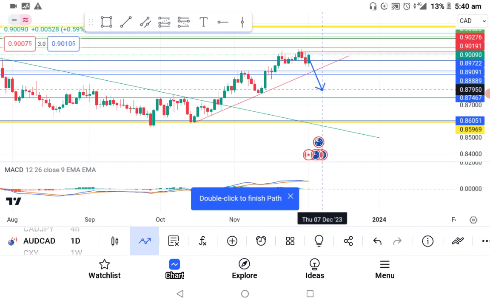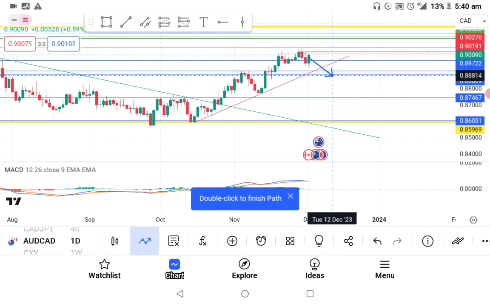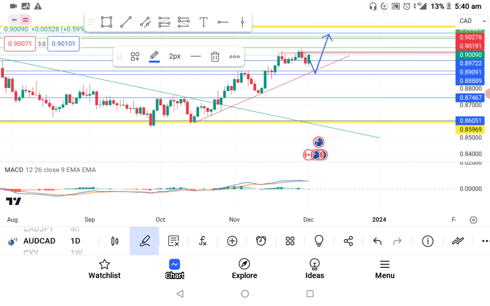So we want it to go down, probably here or here. Let's assume it goes down around here, touching this line. Then you take a trade for it to touch here or here. That's what is actually going to happen. For Australian Canadian dollars, it is a buy.